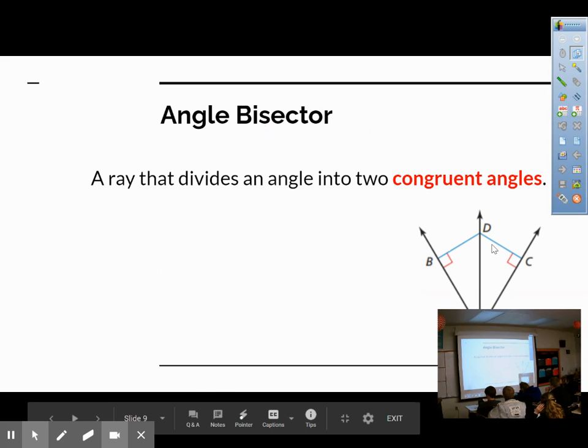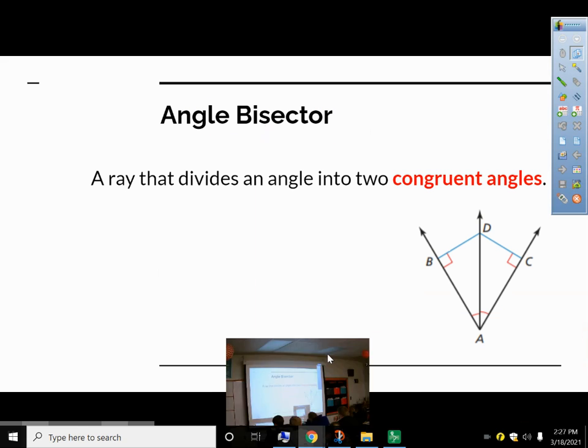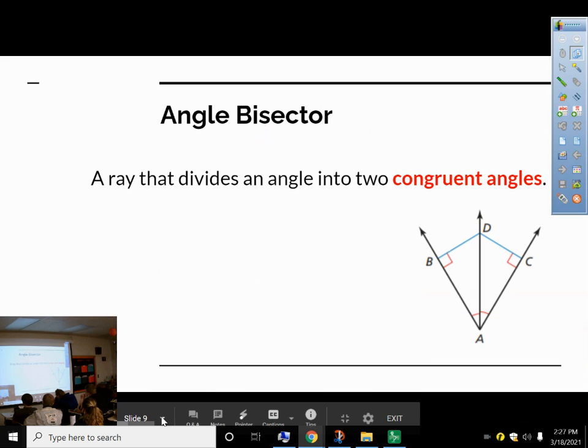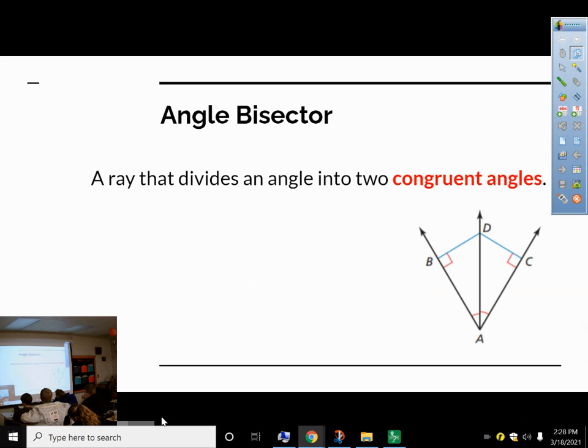All right, angle bisectors. An angle bisector is a ray that divides an angle into 2 congruent angles. So if they ever tell you that something bisects an angle, you can automatically mark those 2 small angles congruent.